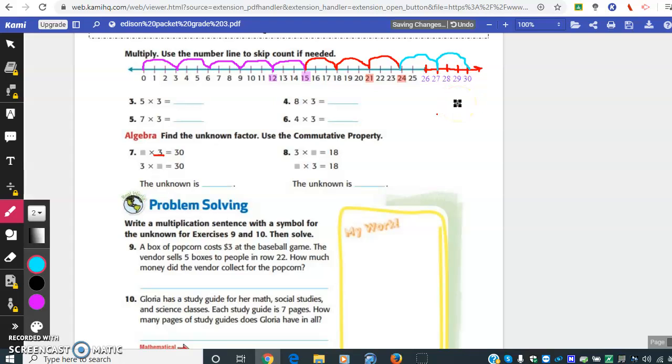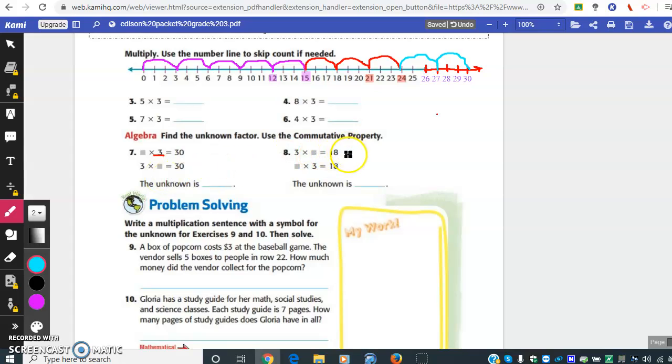All right? So how many jumps of 3 did that take? 1, 2, 3, 4, 5, 6, 7, 8, 9, 10. So it took me 10 jumps of 3 to make 30, so my unknown is going to be 10.